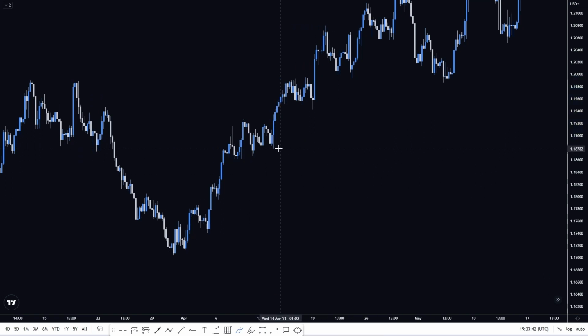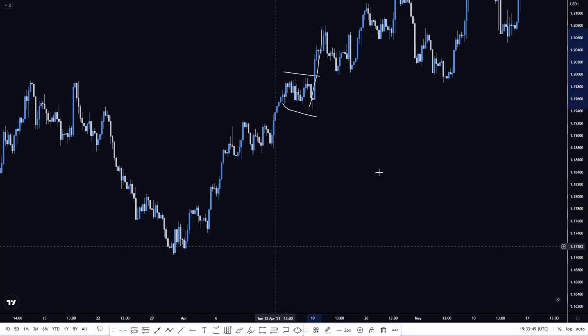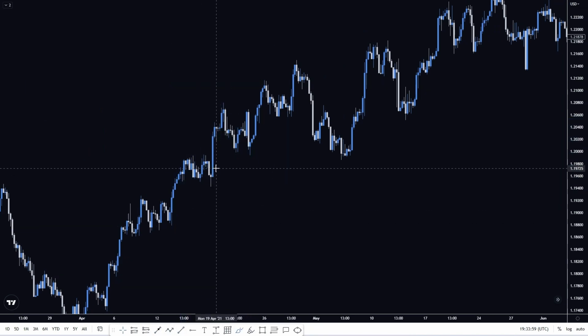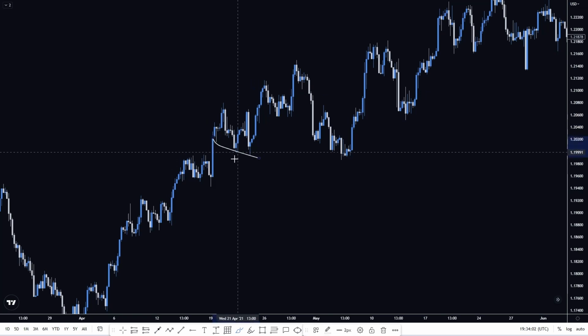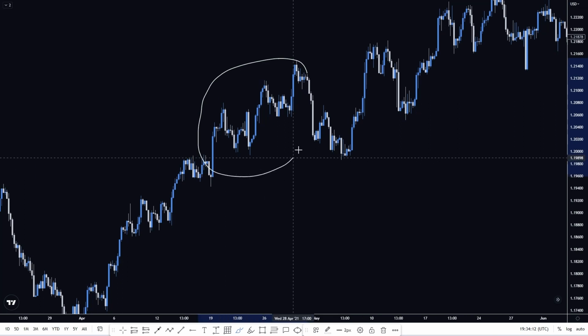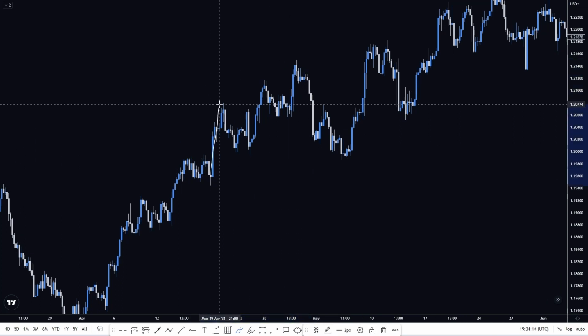After that, we then saw that we had this impulsive leg up here, followed by this sort of correction in here, and then another impulse up in here. This was then followed by another impulse in here, and then we had this correction in here, impulse up, correction, impulse up, and then a break to the downside. Now, when I look at this on this time frame, it looks very much like we've had an impulse, correction, impulse, correction, impulse.